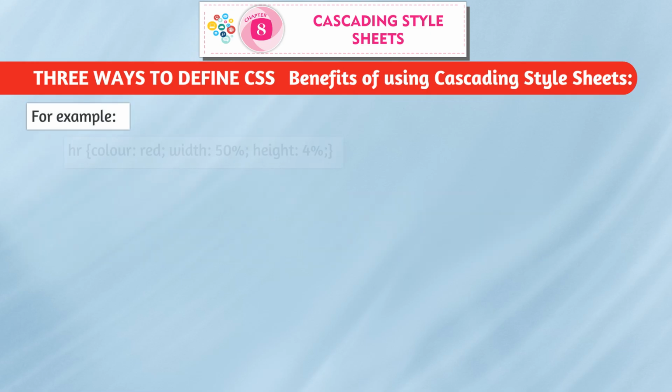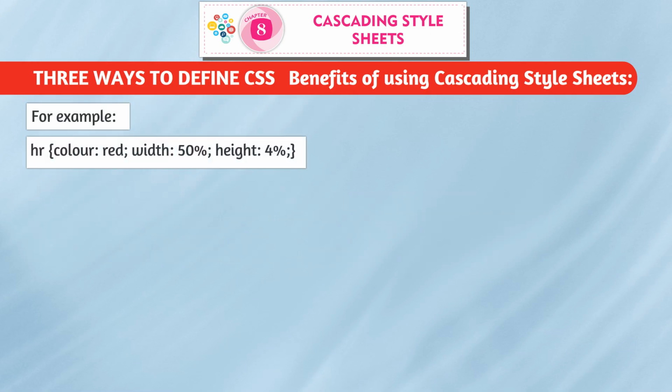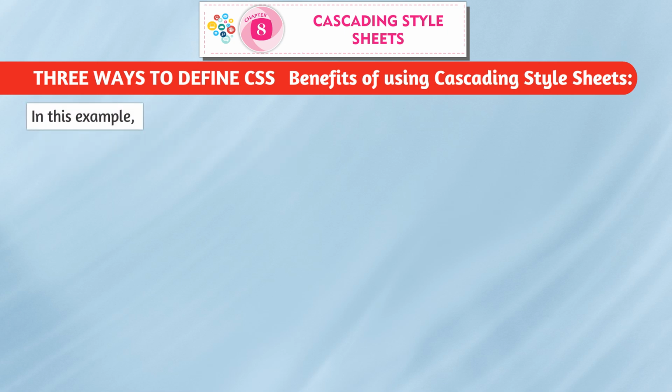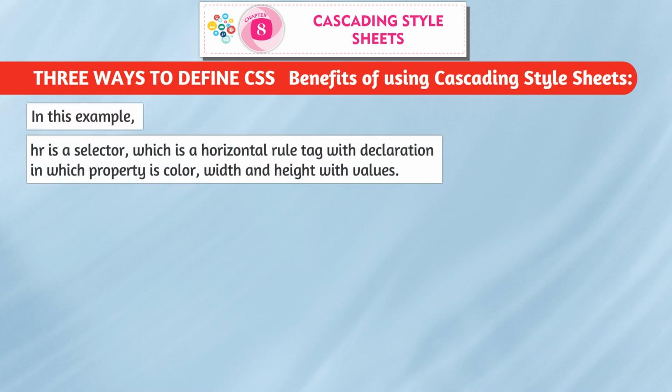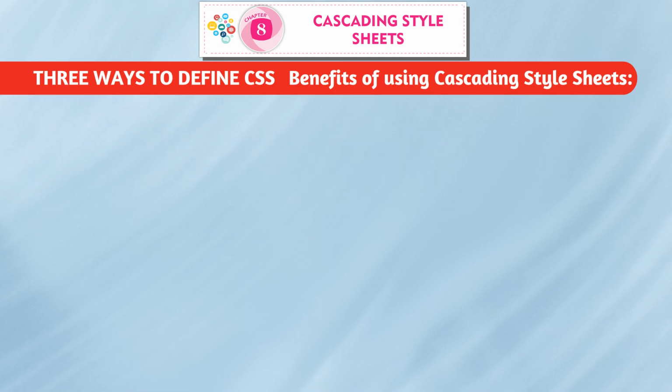For example, hr { color: red; width: 50%; height: 4%; }. In this example, hr is a selector which is a horizontal rule tag, with a declaration in which the properties are color, width and height with their values.